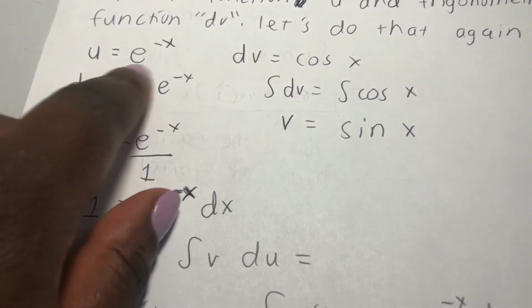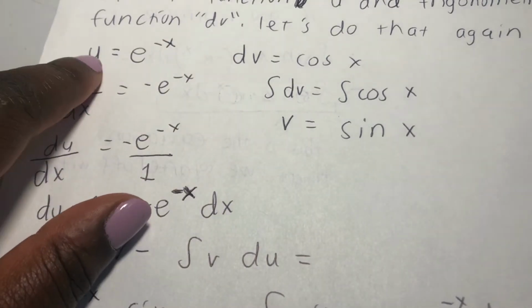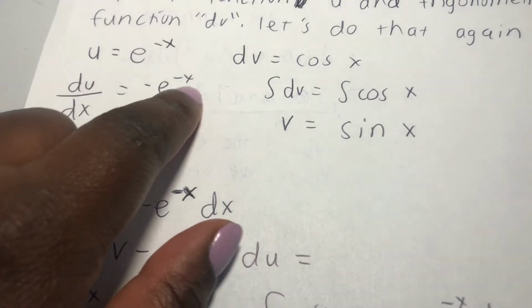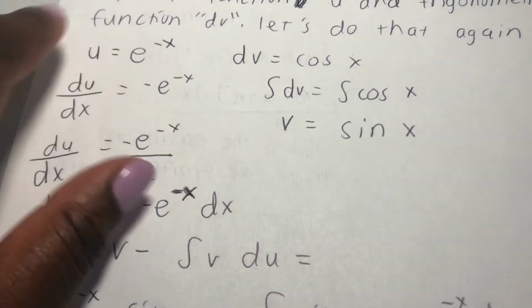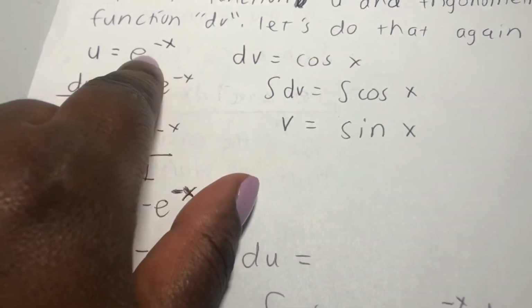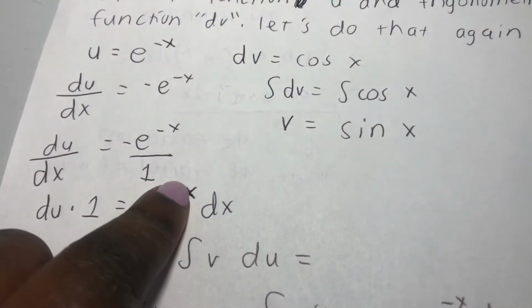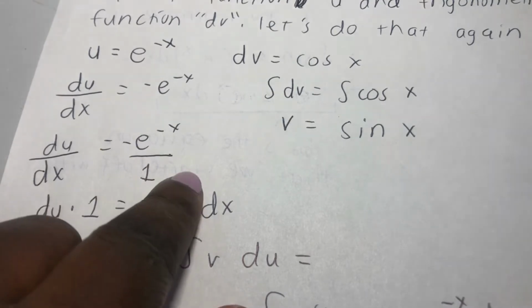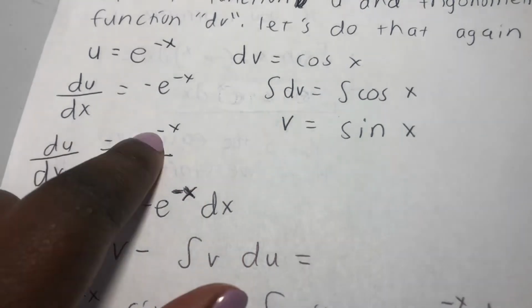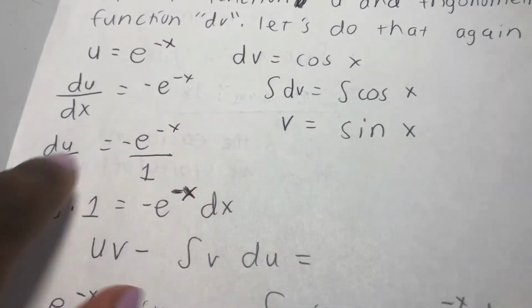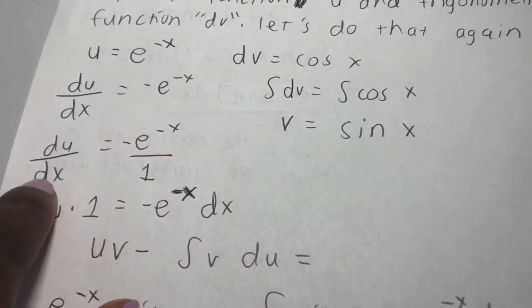So u is equal to e to the negative x, and the derivative of u, the derivative of e to the negative x, is negative e to the negative x. So du over dx is equal to negative e to the negative x. We have to get du by itself, so we put negative e to the negative x over 1, because anything divided by 1 is itself. Cross multiply: du times 1 is equal to negative e to the negative x dx.